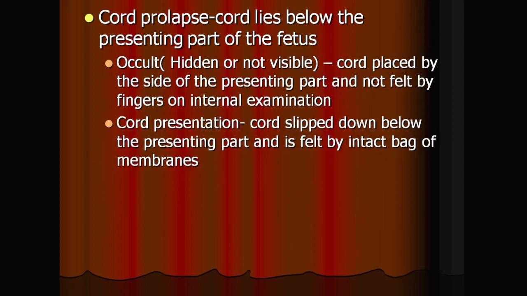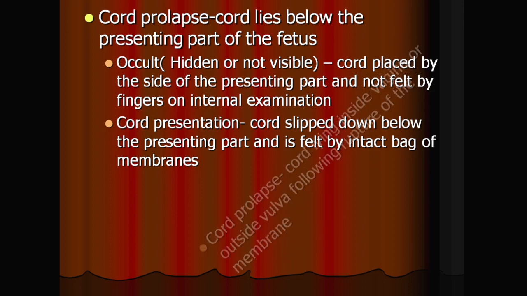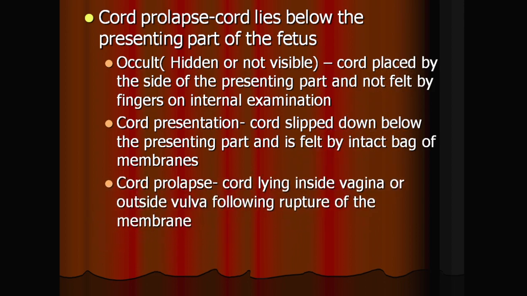Cord presentation means the cord has slipped down below the presenting part and is felt through the intact bag of membranes. When the membranes are not ruptured, the fluid is still there, so we can feel the cord in front of the head. That is the cord presentation. Cord prolapse: the cord lying inside the vagina or outside the vagina following the rupture of the membrane. Please understand that occult and cord presentation occur before the rupture of membrane. Cord prolapse means the cord comes out after the rupture of membrane.